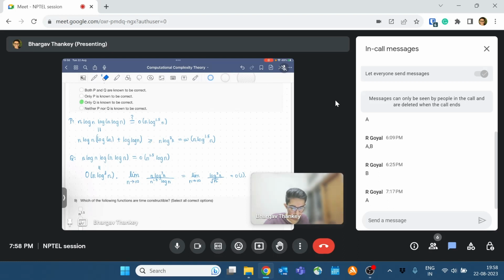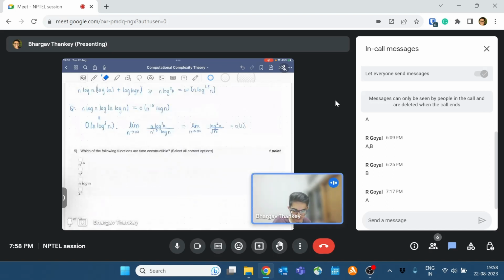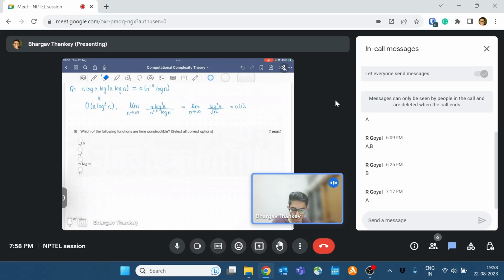So using the time hierarchy theorem, we can argue that Q is correct, but we cannot say anything about P. Okay, so now let's look at the next problem. I think let's make this the last one. Which of the following functions are known to be time constructible? Select all the correct options: n to the 1.5, n square, log n, and 2 to the n. So which of these are time constructible?